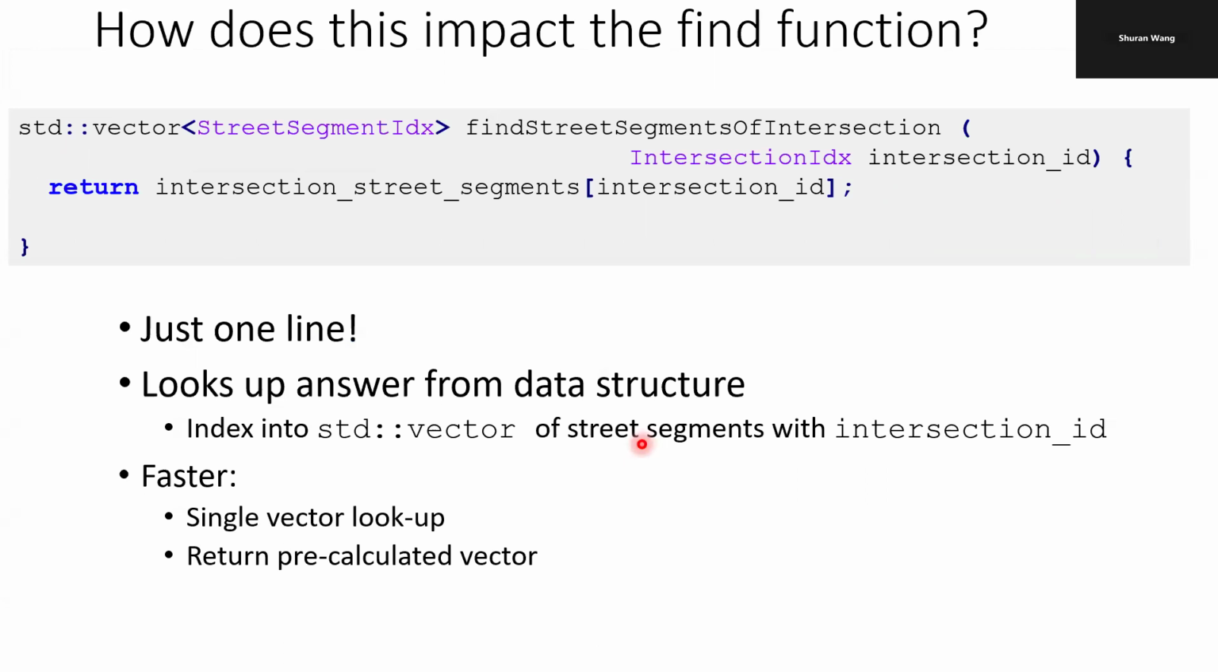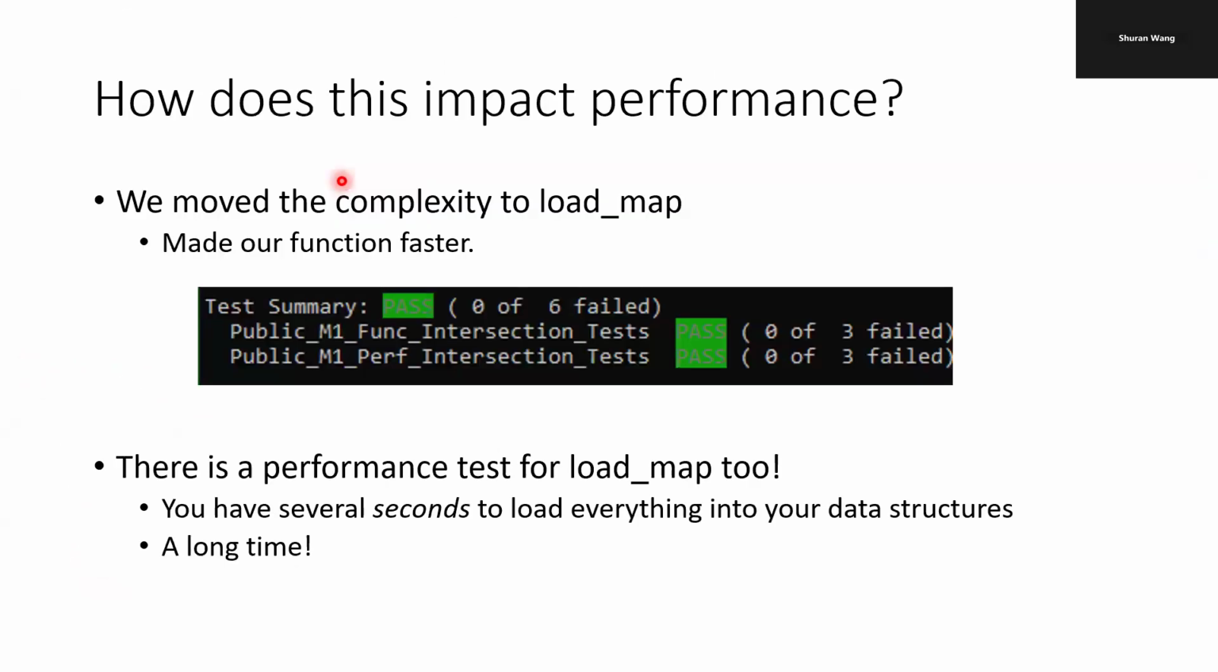Then the actual find function is just a single line of return. Returns the intersection_street_segments indexed by intersection ID. And this is the vector that we are looking for. So in this case, we move the complexity of the function into loadMap. So your function should pass the performance test in this case.